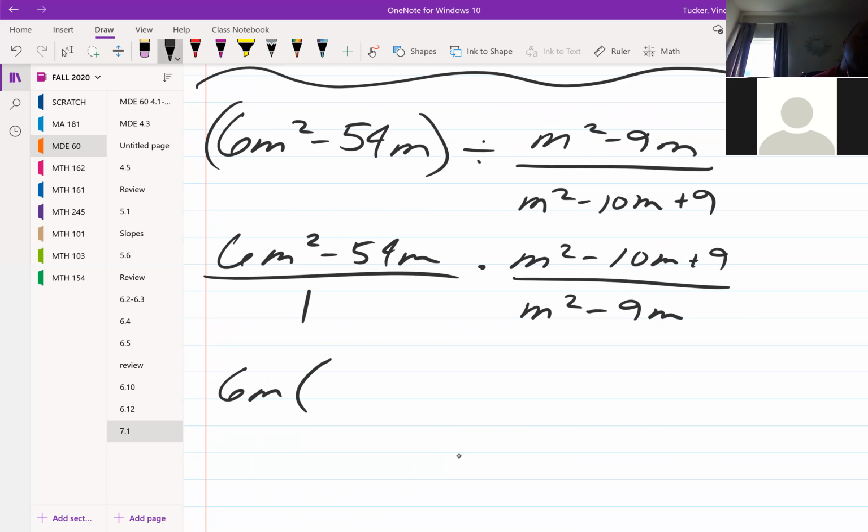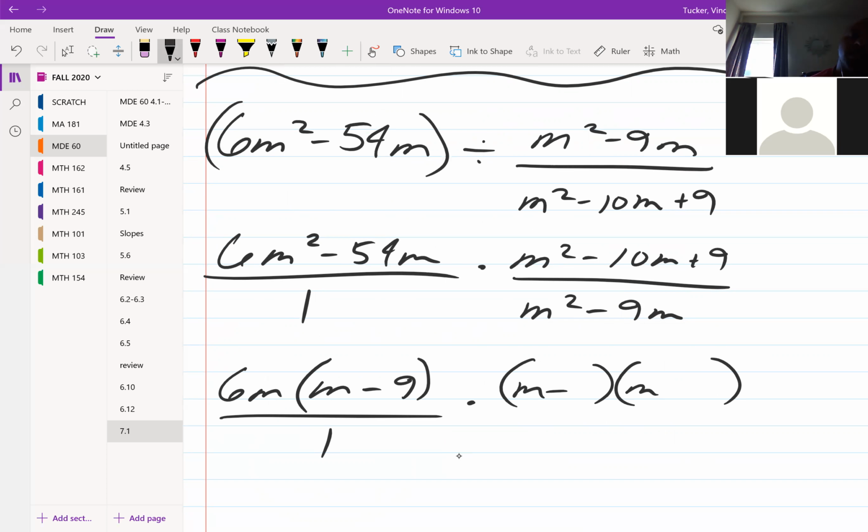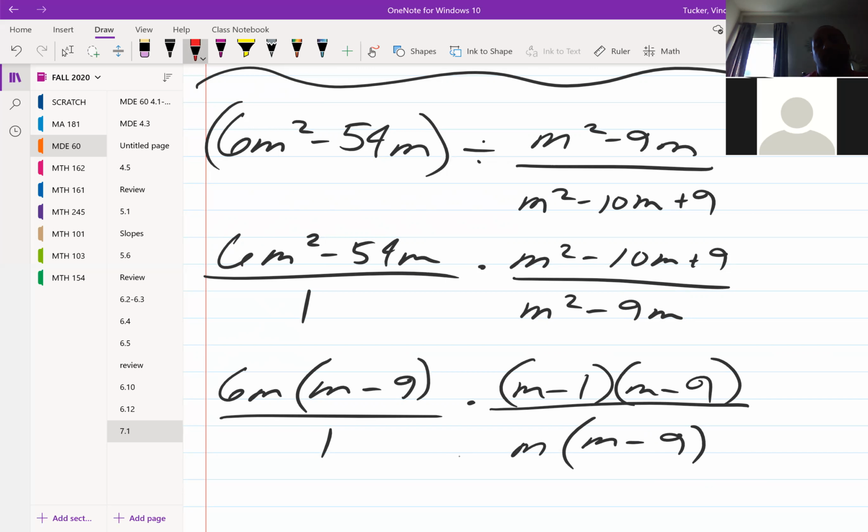In the first one, we can factor out 6m. Leaves us with m minus 9. The second one, we have factors of m minus 1 and m minus 9. Down bottom, factor out m, and that's m minus 9. All right. Problems before we cancel.